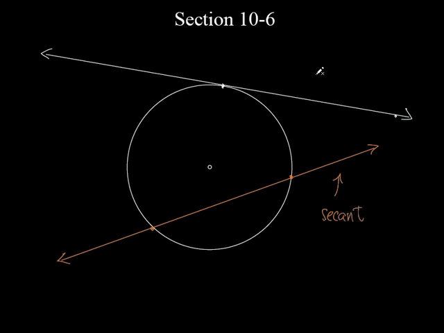S-E-C-A-N-T. This, of course, was a tangent. I'll just write that down. So a tangent only hits the circle at 1 point, intersects a circle at 1 point. The secant is a line that intersects the circle at 2 points.